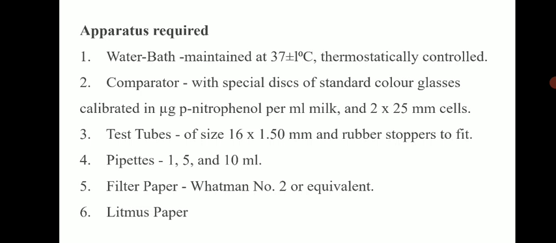Then you need test tubes of size 16 into 150 millimeter with rubber stoppers to fit these test tubes, and you need 1 ml, 5 ml as well as 10 ml pipettes. Then you need filter paper of Whatman number 2 or equivalent, and litmus paper to check whether the medium is acidic or basic. Overall, these are the apparatus and requirements needed to carry out this alkaline phosphatase test.